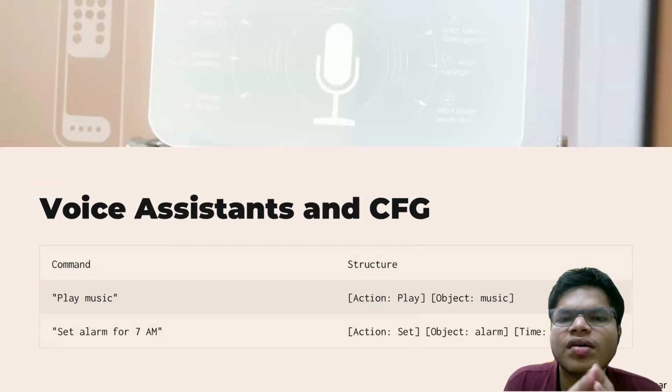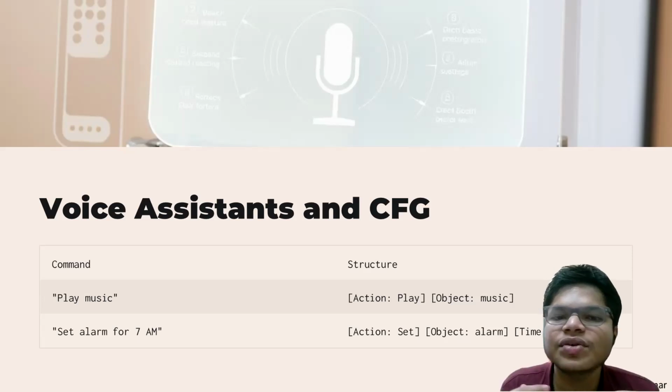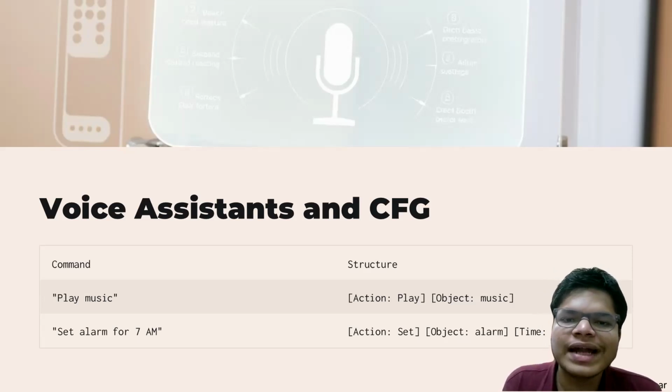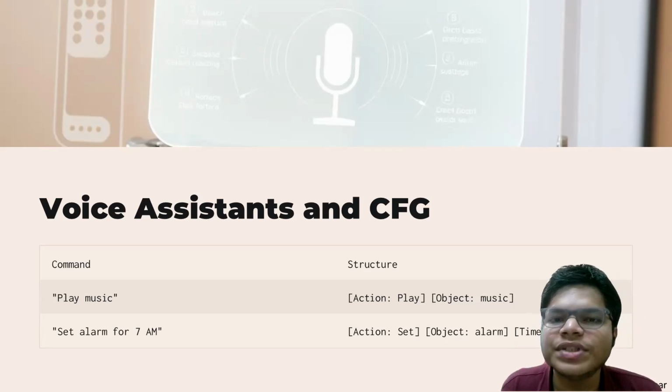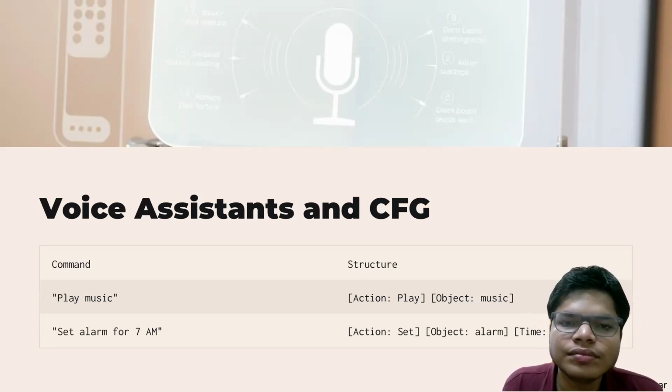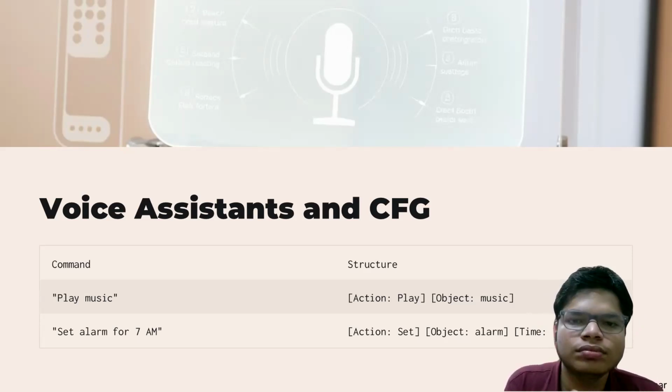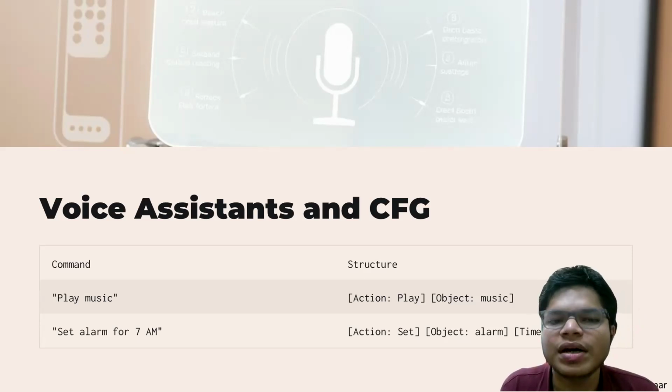Now let's talk about voice assistants and context-free grammar. We have used many voice assistants in our day-to-day life, like Alexa or Google Assistant. They use context-free grammar to understand and act on commands. If you say "play music," context-free grammar helps the assistant understand that "play" is the action and "music" is the object. It uses this breakdown to figure out exactly what you want it to do. By using context-free grammar, voice assistants can quickly understand and respond to commands.